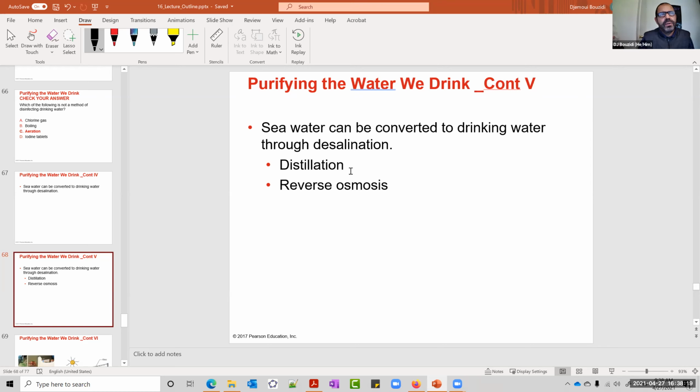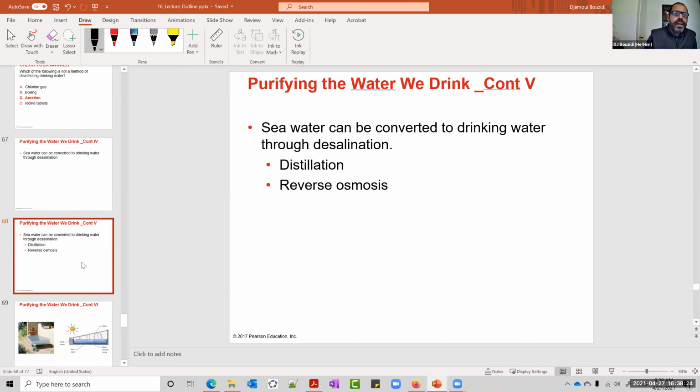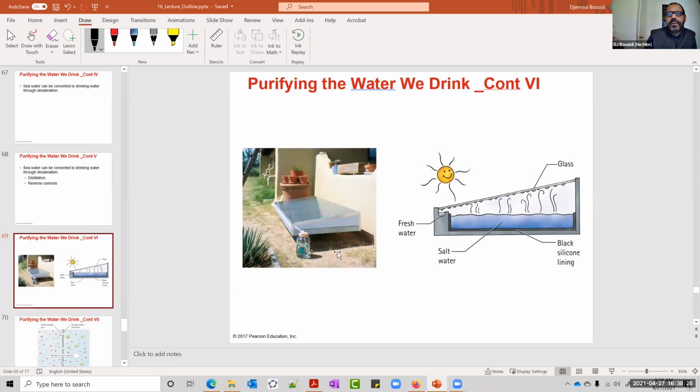Which one you prefer depends on where you are in the world and on what you really want to achieve from it. Okay, again, here is the structure. So this water that you see in the bottle here is the pure water that is being collected in this case.